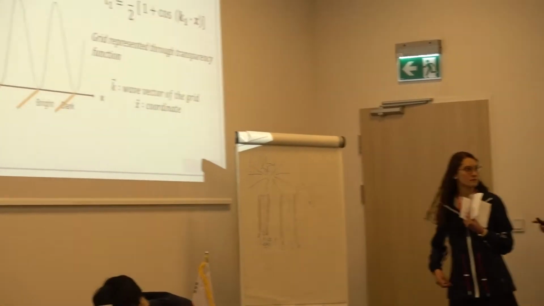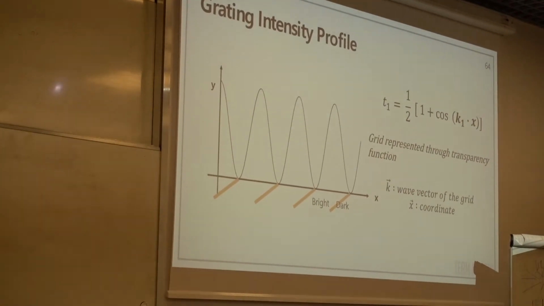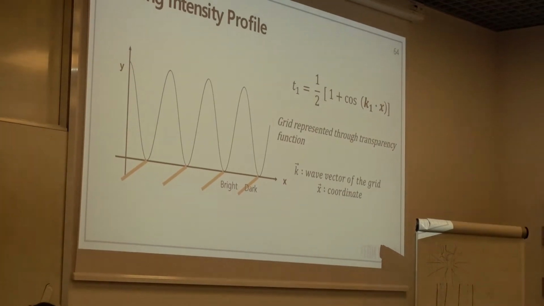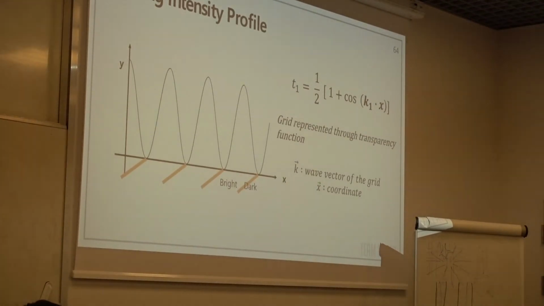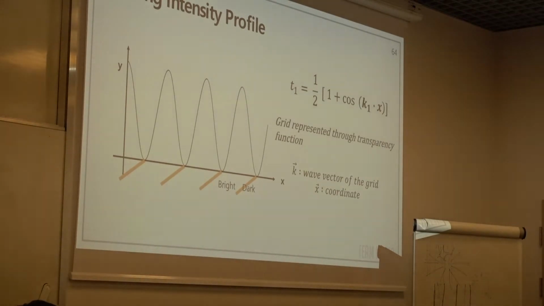So as you can see, we can define each of the gradient intensity profiles. The part where the line is, the one that I drew here, would be the overlay or the thread. For that, it will be dark, while where no line is passing through, only the light will pass through and it will be bright. So we can identify this as a cosine function as follows. We can represent each of the grids with a transparency function as above.